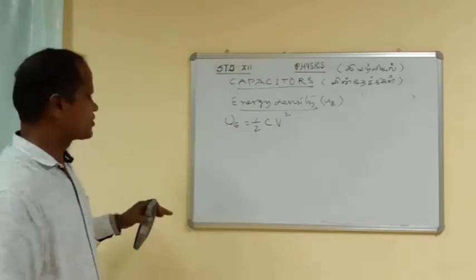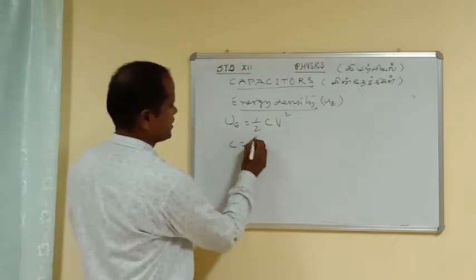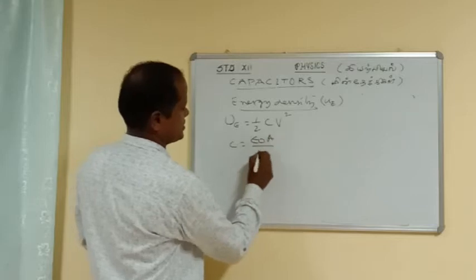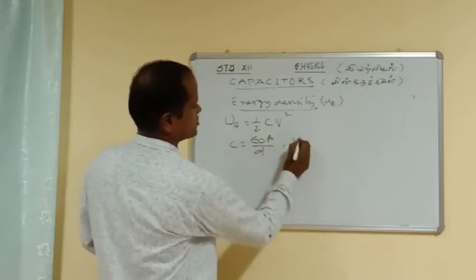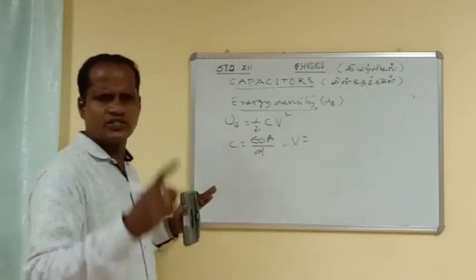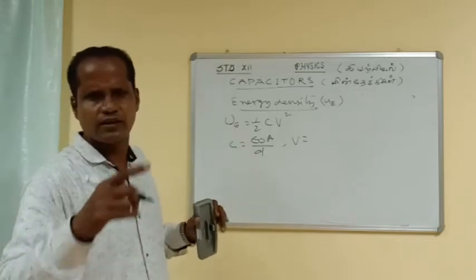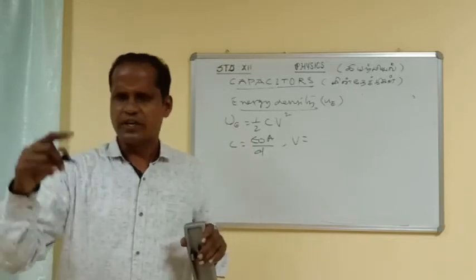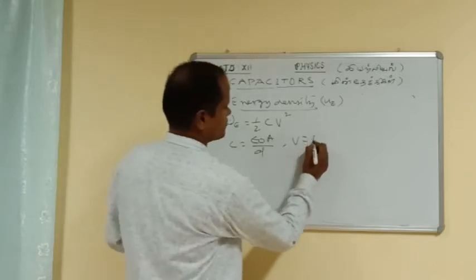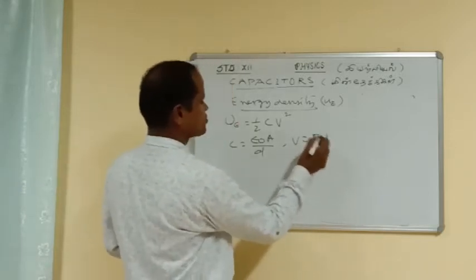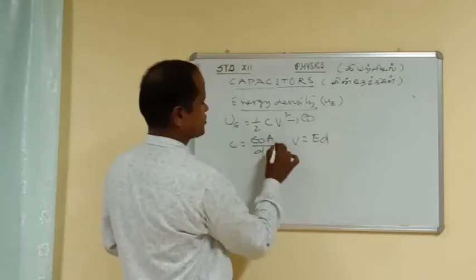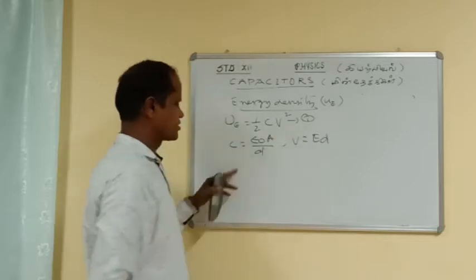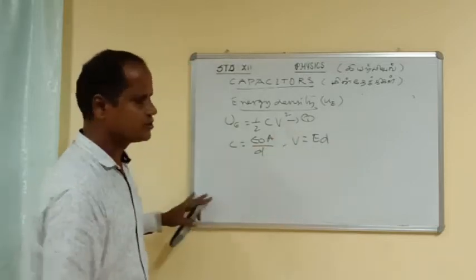But you know the formula for C. C is equal to what? Epsilon naught A by d. Moreover, what's the V value? E is equal to V by d, or V is equal to E d. Now substitute these two equations in the first equation. Substitute these two values here.